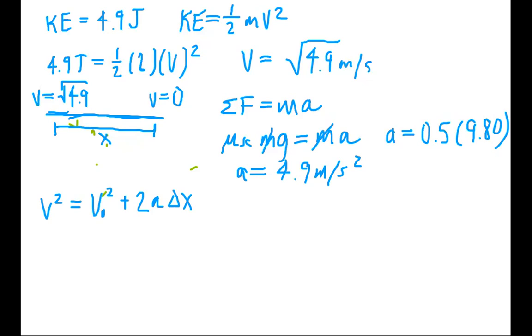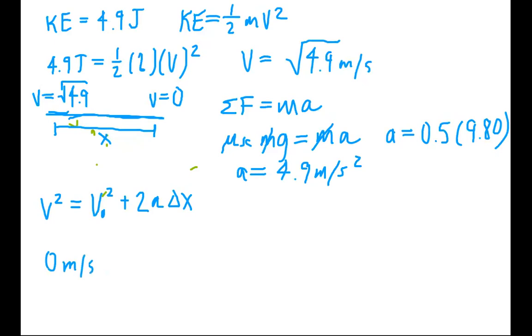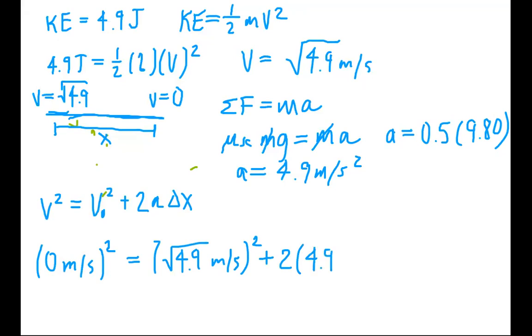So plugging in for that, we get 4.9 meters per second. Or sorry, 0 meters per second, because that's final, squared equals root 4.9 meters per second squared plus 2 times 4.9 meters per second squared.